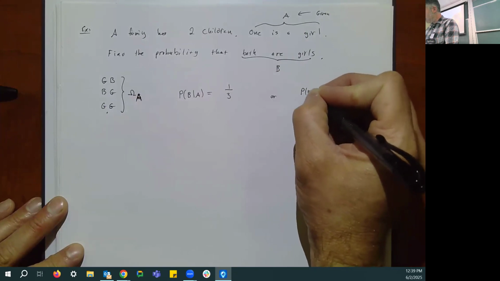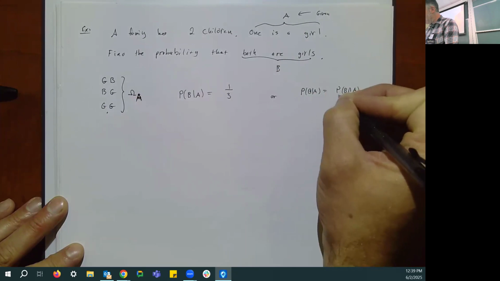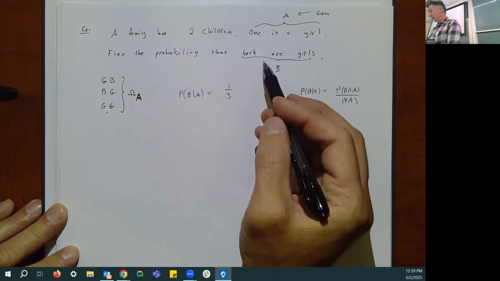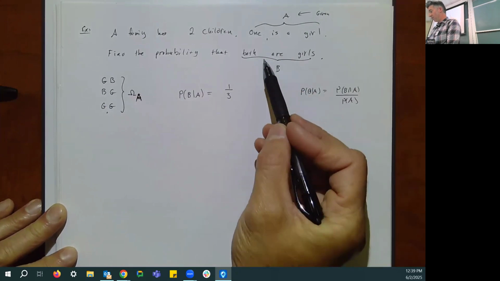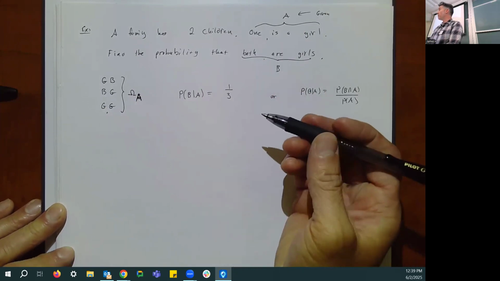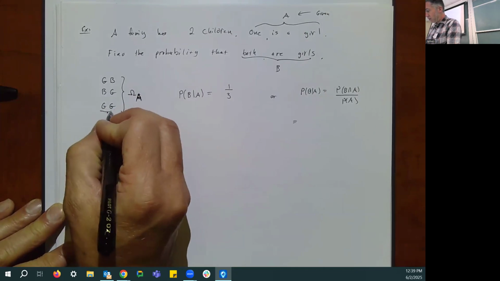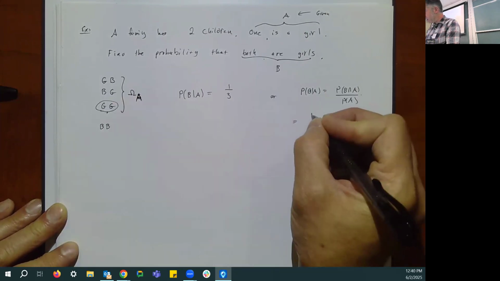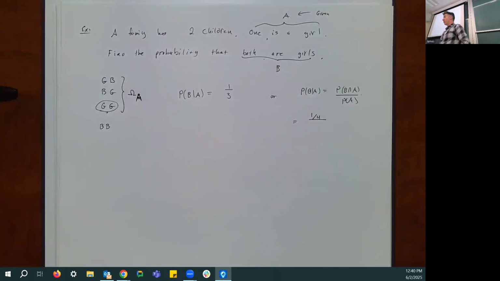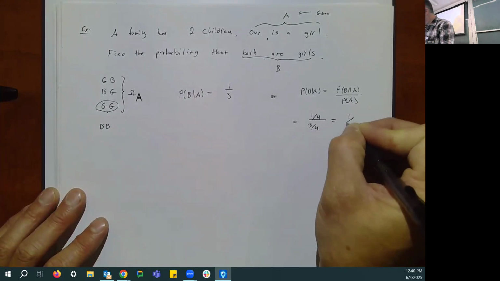You can say probability of B given A is the probability of B intersect A divided by the probability of A. And the probability of getting B intersect A, where at least one is a girl and both are girls, is really just the probability that both children are girls. And there's a 1 in 4 chance of that happening because not written down here is boy, boy. So there's your probability of B intersect A. And the probability of A, the probability that at least one of your children is a girl, is 3 out of 4, which gives 1/3.